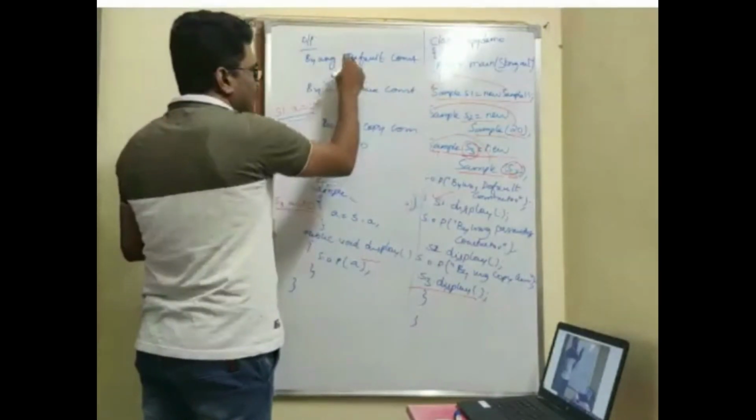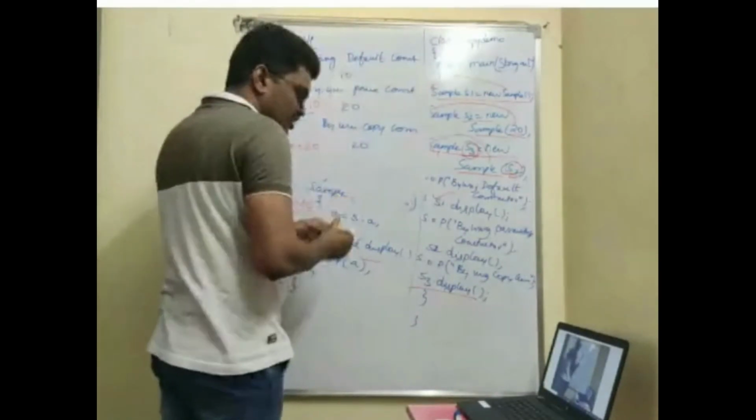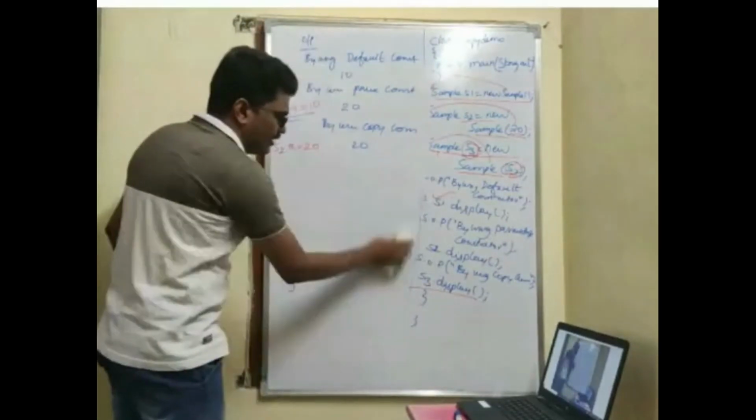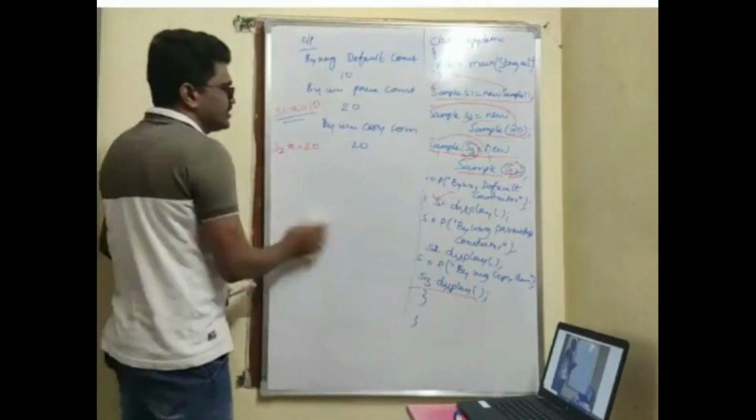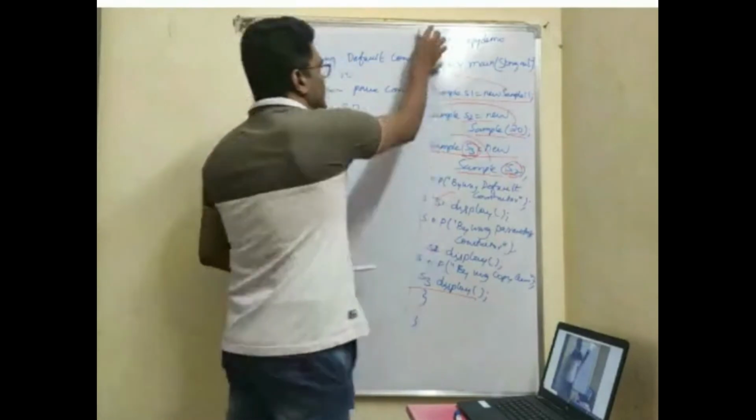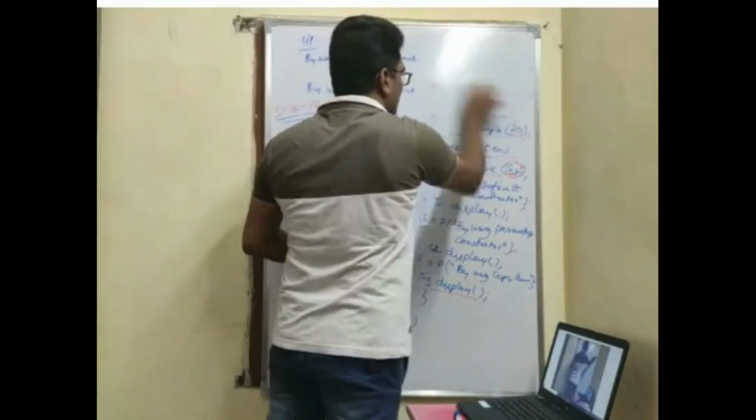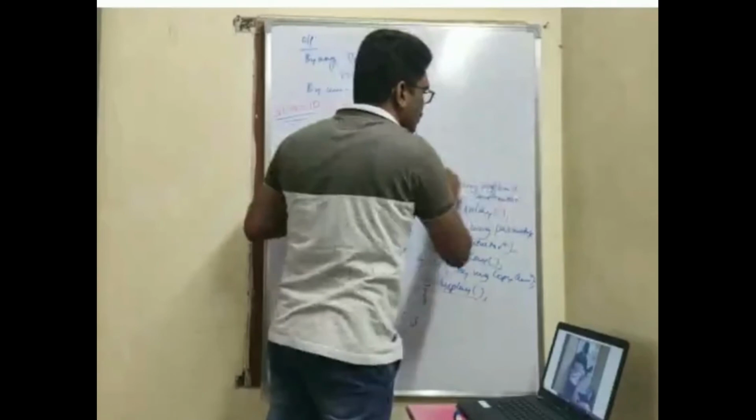If I am copying S1, I'll get 10. So this is the output you are going to get. This is how you can define multiple constructors in a single class. The copy constructor is used whenever you want to copy the contents of another object into this object.